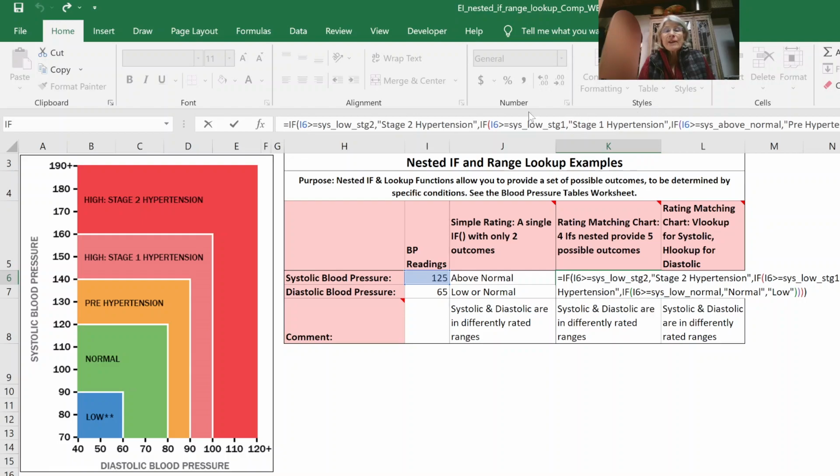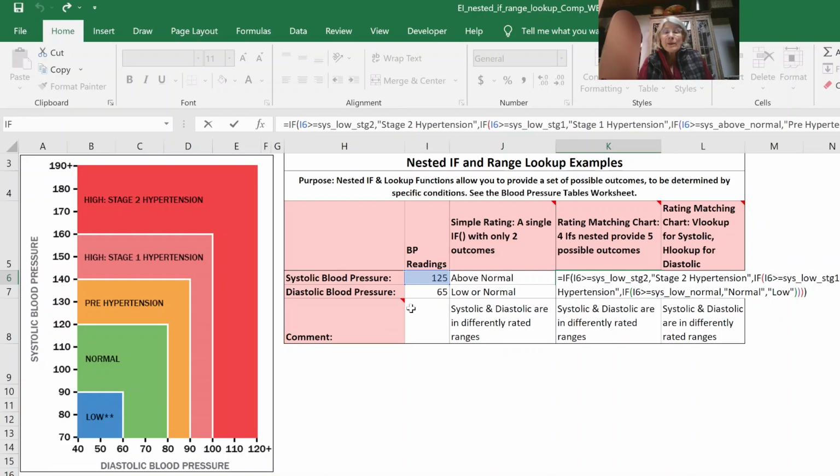However, if this test is not true, we go on to this test. Is it above normal? Which would put it in the pre-hypertension range. Then that would be our outcome. And the last test we do is we ask, is it greater than or equal to the low normal value? If that's true, then our outcome is going to be normal. Otherwise, our outcome is going to be low.